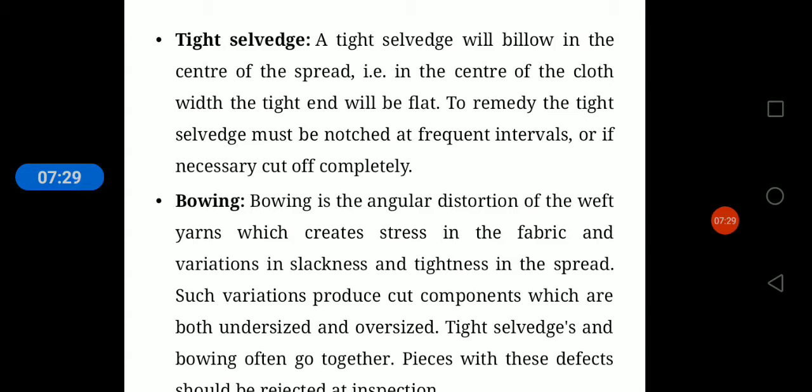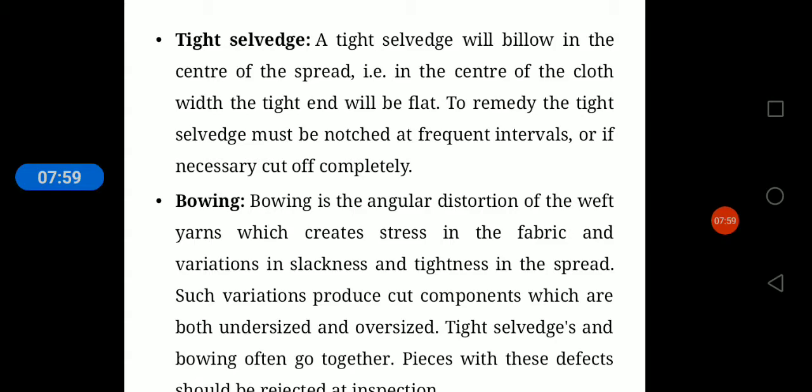Bowing. Bowing is the angular distortion of the weft yarns, which creates stress in the fabric and variations in slackness and tightness in the spread. Such variations produce cut components which are both undersized and oversized. Tight selvages and bowing often go together. Pieces with these defects should be rejected on inspection.